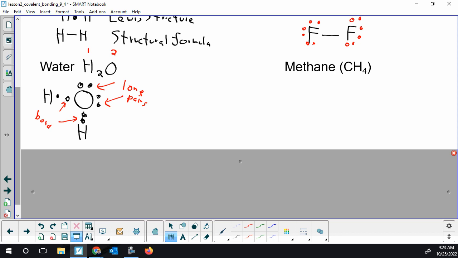They're going to affect the shape of water. They're what's going to cause it to be bent when we get to that. So a simpler structure of water, the structural formula, is where the dots between the atoms get replaced with a dash and the lone pair dots disappear.